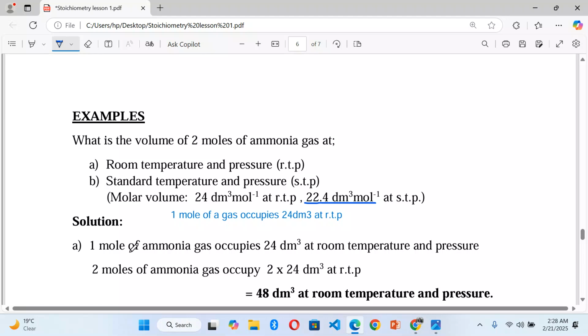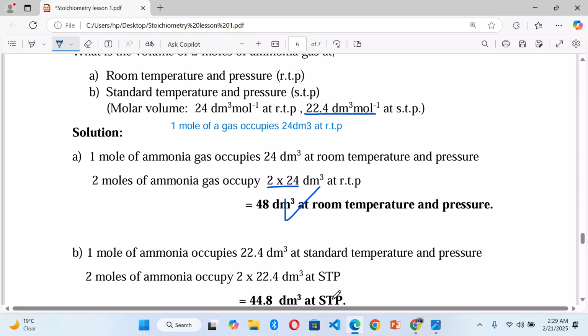We are saying that 1 mole of ammonia gas occupies 24 decimeter cubed at room temperature and pressure. That is something that we saw at the beginning. Now the question is, if 1 mole of ammonia occupies this at RTP, what about the 2 moles of ammonia gas? If 1 mole occupies this, it means that 2 moles occupy 2 times 24 decimeter cubed at RTP, which when you multiply, you get 48 decimeter cubed at RTP.